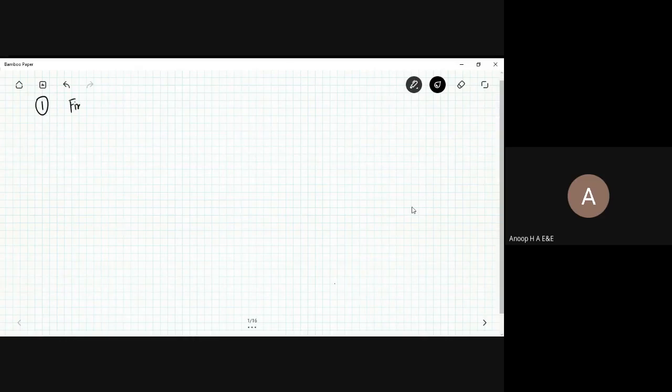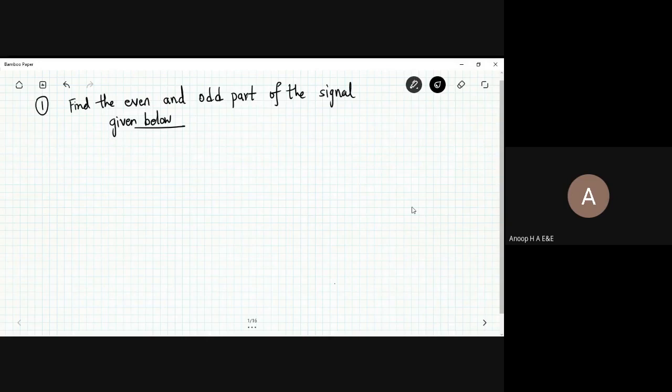Find the even and odd part of the signal given below. The signal can be represented either in the form of a function or in the form of a picture or a sketch. So let me start with the first one, which is representing it by a function.